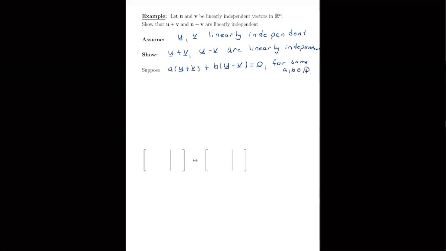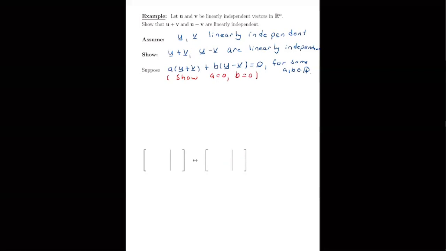Suppose we have this linear combination equal to 0 for some a and b in the real numbers. Now what we want to show is that they're linearly independent, and the way we're going to do that is by showing that a is equal to 0 and b is equal to 0.